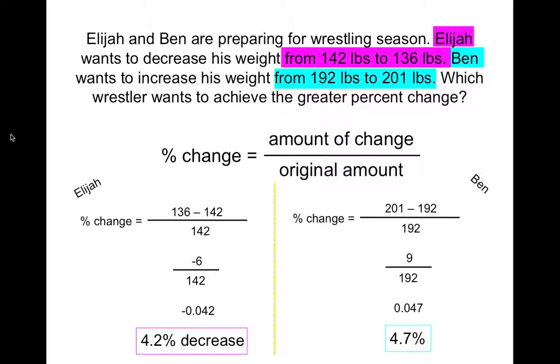Now we just want to make sure that we answered the question. The question said, which wrestler achieves the greater percent change? And we have not answered the question yet. We have to actually write down that the answer is Ben. Ben has the greater percent change.